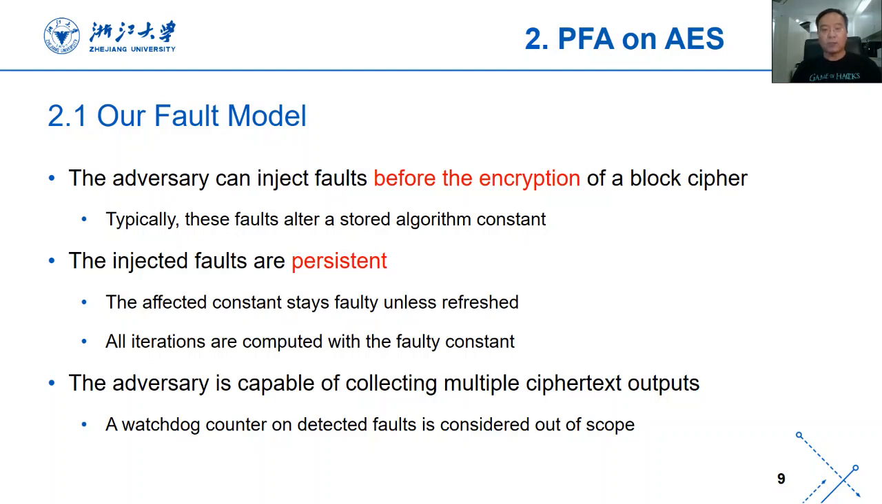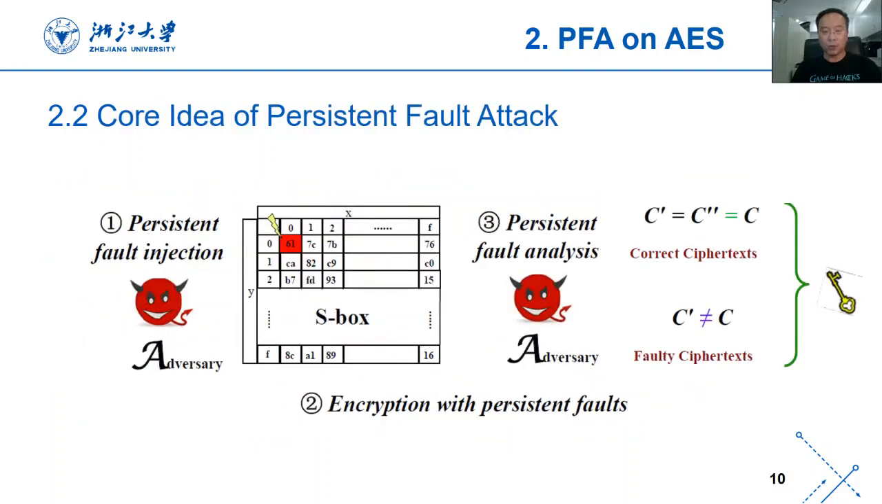Third, the adversary is capable of collecting multiple ciphertext outputs. The watchdog counter is not considered in this case. The core idea of a persistent fault attack is that the previous tightly coupled fault injection stage is now partitioned into two stages: the loosely coupled fault injection stage and the subsequent encryption stage. In total, we have three stages now.